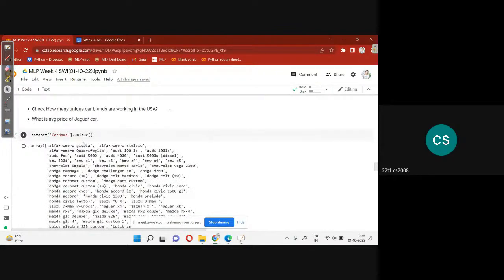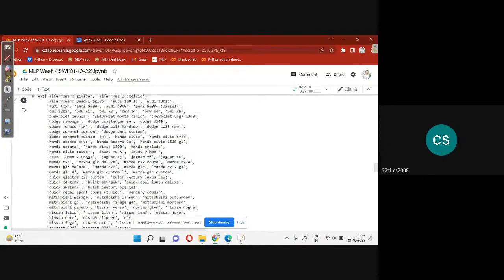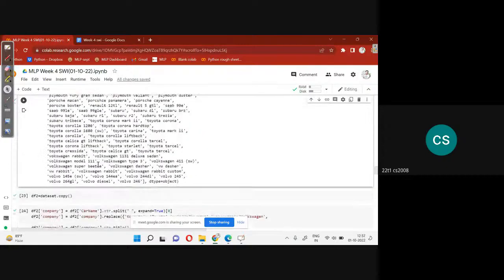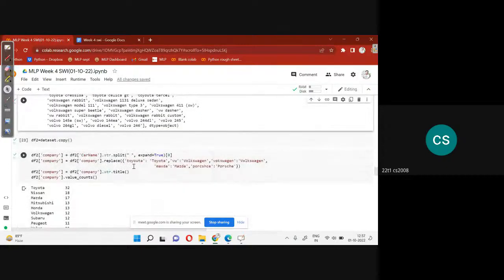You can see what the different car names are. If you see, Alfa Romeo is a car name, and the third string I think is a model name. Audi 100 and Audi Fox, the car company name is the same. The question was: check how many unique car brands are working in the USA. We can't print that directly, so to do that we have to clean this and change this string name.